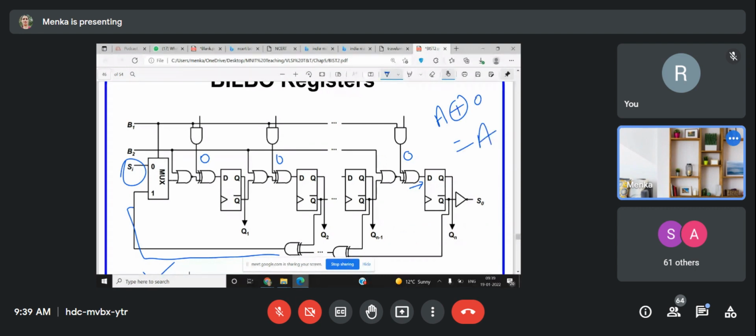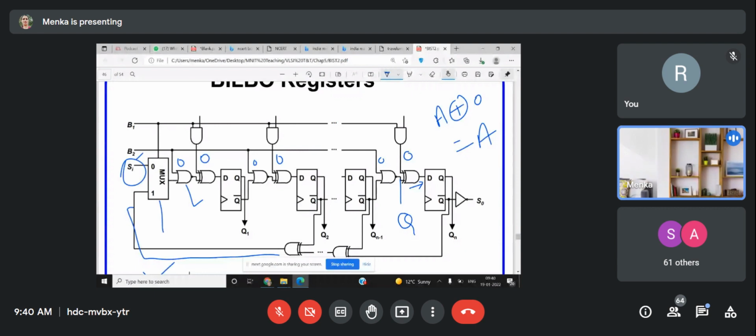So B2 is 0. B2 is also 0, which means this branch is also completely 0. So the output of this will be whatever Q is there, because every time it is connected to Q bar. So this will give you Q. Every time it is going to give you Q. Got it? And at the input, you have a multiplexer. This is a 2 to 1 multiplexer.